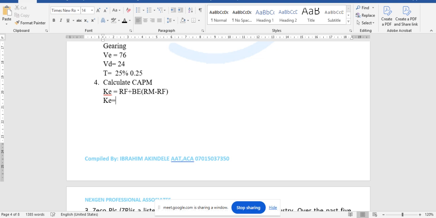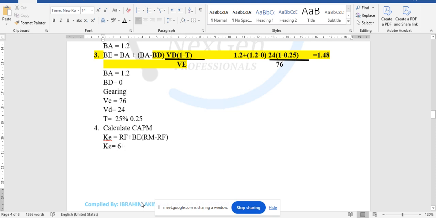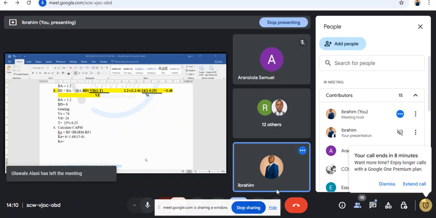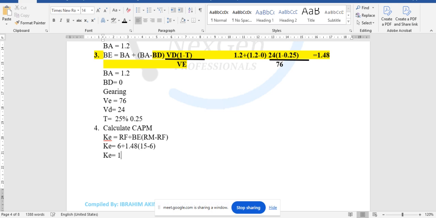KE is equal to risk free, 6%, plus your equity beta that you calculated, 1.48, times market return of 15% minus 6. So what is the cost of equity? Quickly, what is the cost of equity? 19.32%. Okay, it's fine.